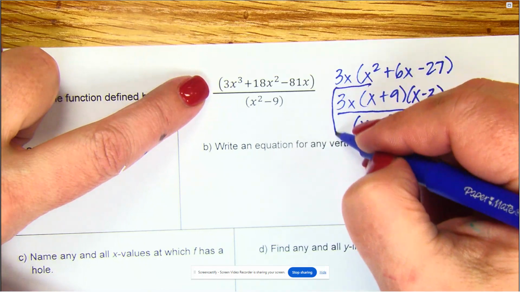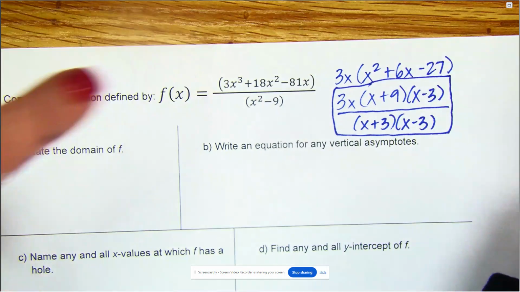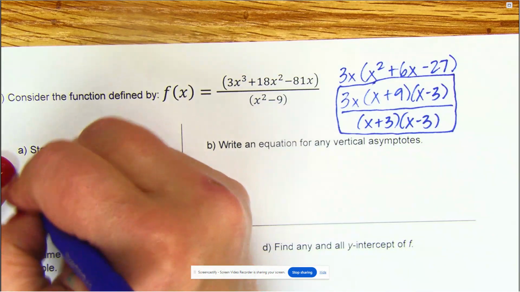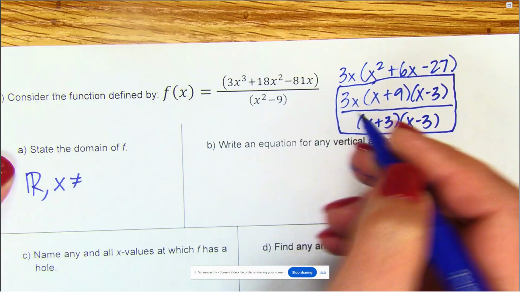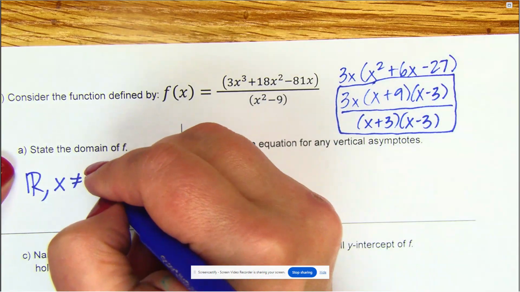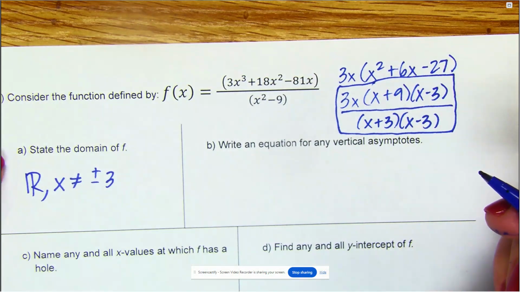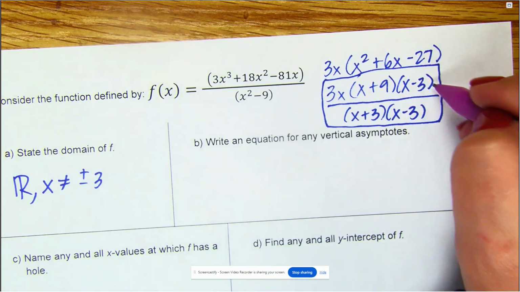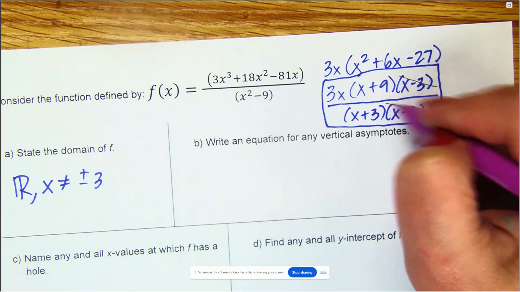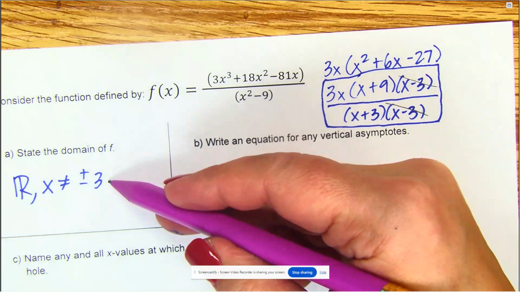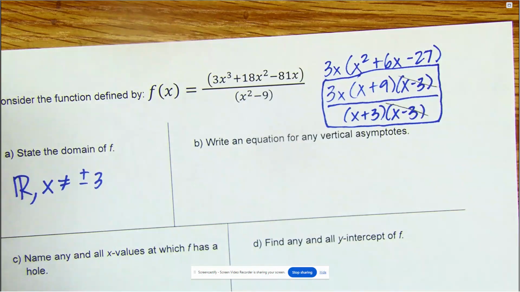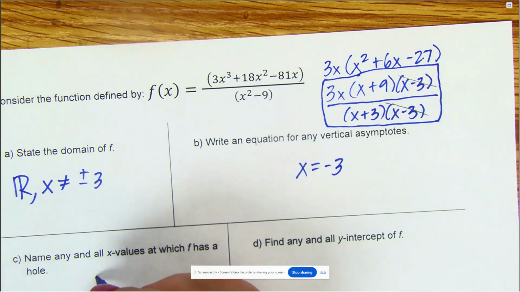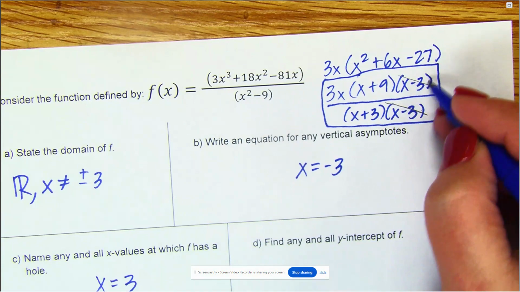So everything that we answer now can be answered from this. So the domain, everything's fine, but whatever makes the bottom 0. So all reals, x cannot be plus or minus 3. The asymptotes are created at these points, but notice there's a common factor. A common factor creates a hole. It still can't exist there, there's a hole, but it doesn't create an asymptote. So the only asymptote is at -3. The hole is at x equals +3, that common factor.